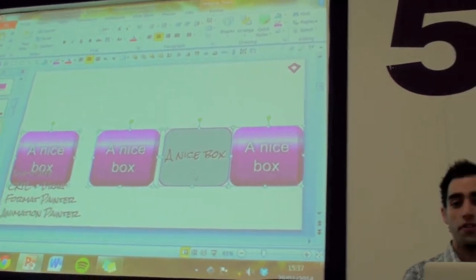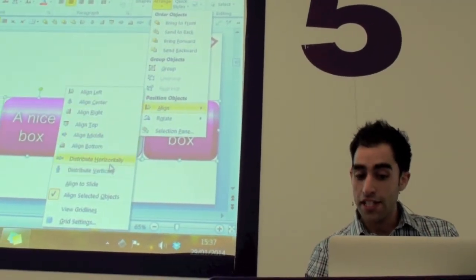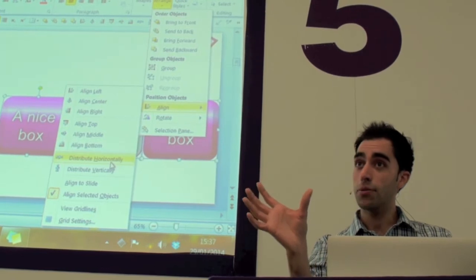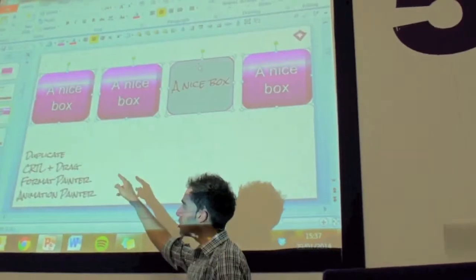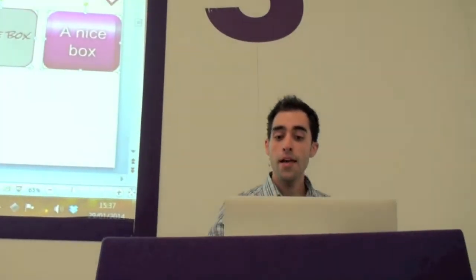And I'm sure some of you have already guessed, seeing as we're in that menu, you go to alignment again, you can distribute them as well, so space them out equally, horizontally or vertically. Duplicating, controlling and dragging is a very quick way of duplicating the same shape, but you can also apply the features of a shape onto another one.